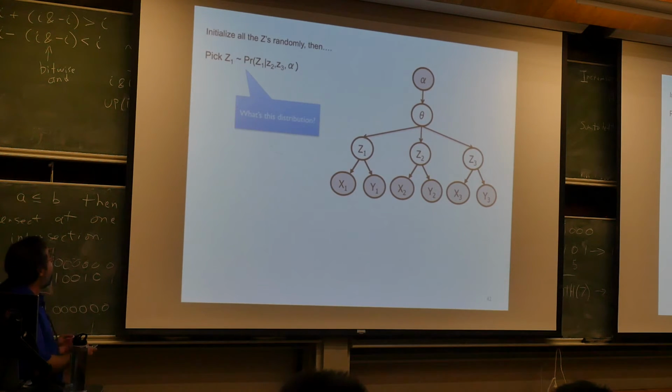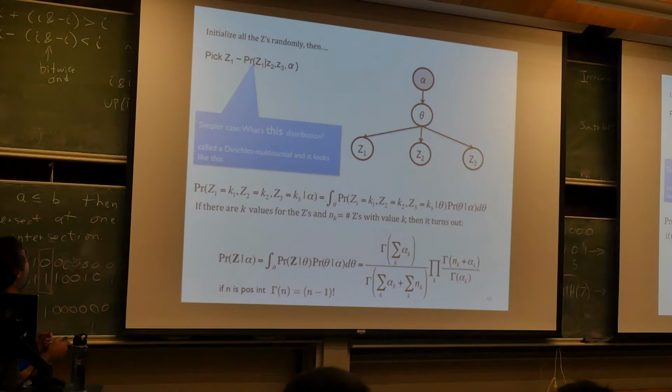The trick here, then, is to pick z1 from this conditional distribution, given known values for z2 and z3, and alpha, the smoothing parameter. How do I pick z1? What does that distribution look like? Just to simplify, I took out the x's and y's, which gives me more room. It's a slightly simplified case. This distribution is what we really care about, because we don't need the stuff underneath for this exercise. All their influence is mediated through these z's.